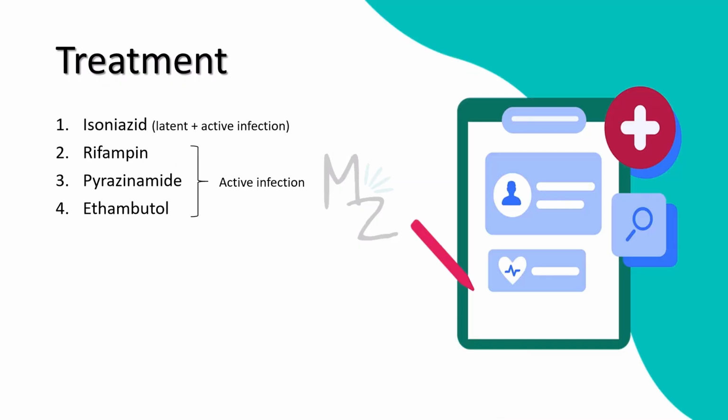Treatment. Okay, I won't get into much detail, but it's going to be really easy the way I'll tell you. Isoniazid is used for both latent and active infection, while the remaining three with isoniazid are used for active infection. The remaining ones include rifampin, pyrazinamide, and ethambutol. Although therapy is usually given for months, the patient's sputum becomes non-infectious within 2 to 3 weeks.